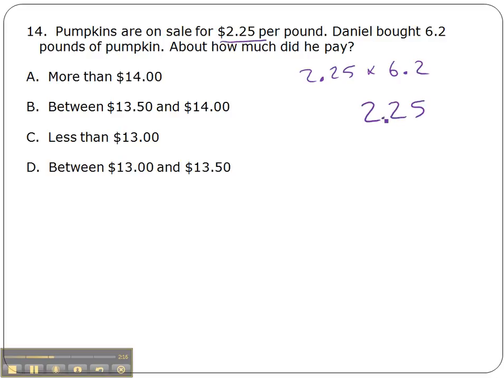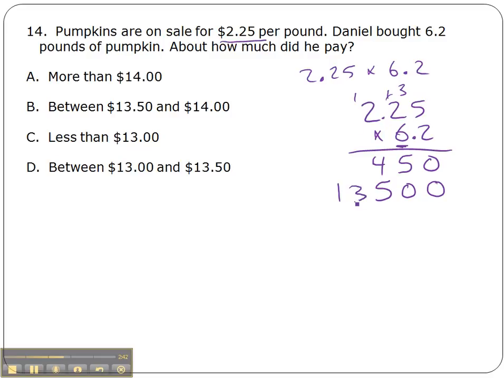225 times 62. Okay, 5 times 2 is 10, carry the 1. 2 times 2 is 4, plus 1 is 5. 2 times 2 is 4. Now I'm in the tens place, so start with a 0. 5 times 6 is 30, carry the 3. 2 times 6 is 12, plus 3 is 15, carry the 1. 2 times 6 is 12, plus 1 is 13. Adding my numbers, 0, 5 plus 0 is 5, 4 plus 5 is 9, 3, and 1.